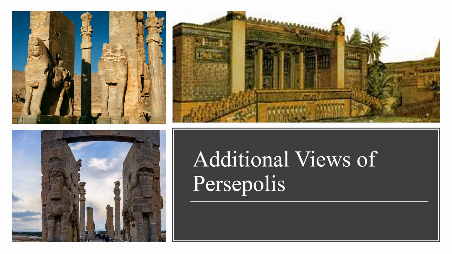Here are some more views of Persepolis' architecture. The capitals of these columns are very reminiscent of the capitals of Egyptian columns. They look a lot like papyrus. We can also see Mesopotamian-style statues with human heads placed on animal bodies.